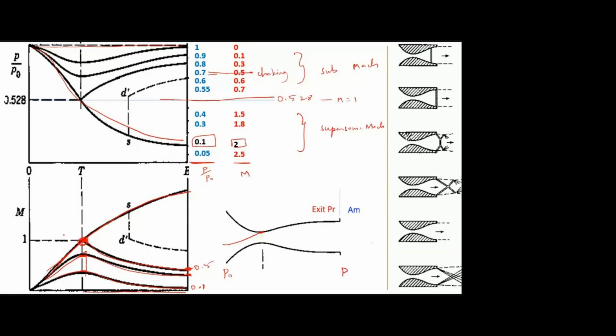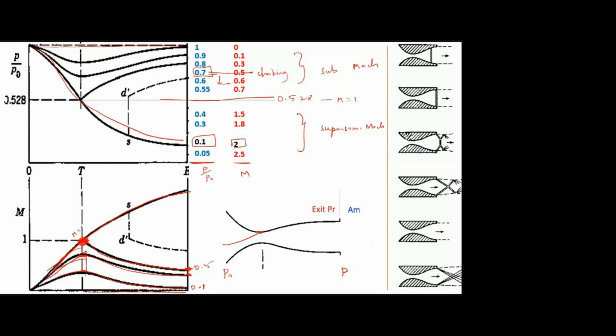Whenever I increase the pressure difference or decrease the pressure ratio, the flow gets accelerated, and at maximum it can accelerate to 1 at the throat. That condition we call choking. For this pressure ratio I am getting choking. Now I am further reducing the pressure ratio, and the corresponding Mach number is 0.6. So the duct has already accelerated the flow to sonic.